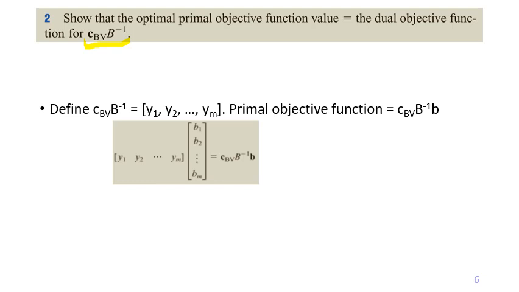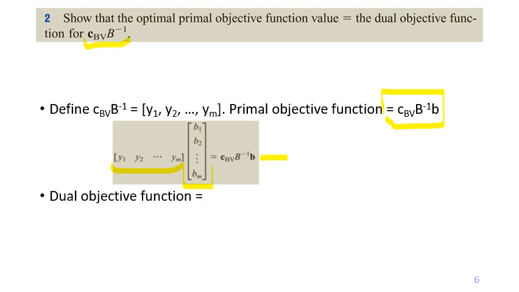And then if you recall the formula to construct the optimal simplex table, you know that to calculate the primal objective function, we use the formula CBVB inverse times small b. So this is our CBVB inverse, and then small b is the right-hand side of the primal problem. We have m constraints in the primal problem, so we have b1, b2 up to bm. So this is our primal objective function value.